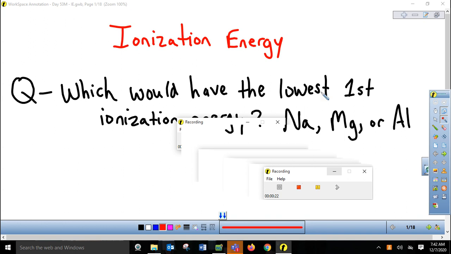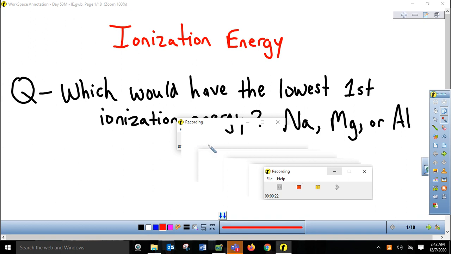If it said the lowest second ionization energy, that would be how much energy it would take to steal a second electron. And third ionization energy, how much energy it would take to steal a third electron, and so on. We'll talk about second and third ionization energies tomorrow in class. But today, we're going to focus strictly on the first ionization energy. The lower the number, the less energy it takes. Why? Because it's easier to steal.